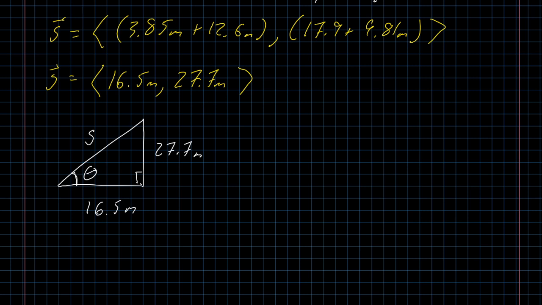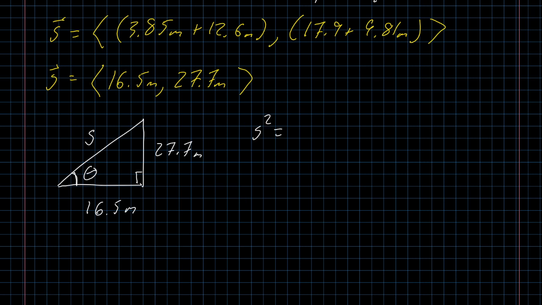A typical convention used in mathematics and in physics is that if s with an arrowhead is the vector, then s without the arrowhead is the magnitude of the vector. We can get the magnitude pretty easily. This is a right triangle. We know two sides. We're looking for the third. So Pythagorean theorem to the rescue.